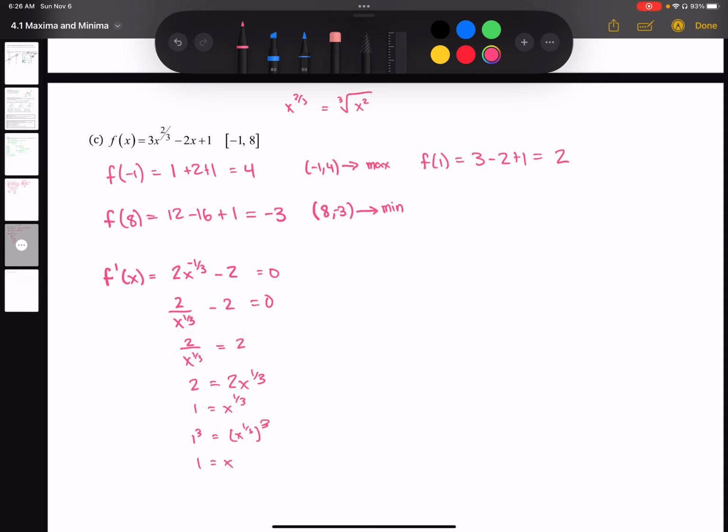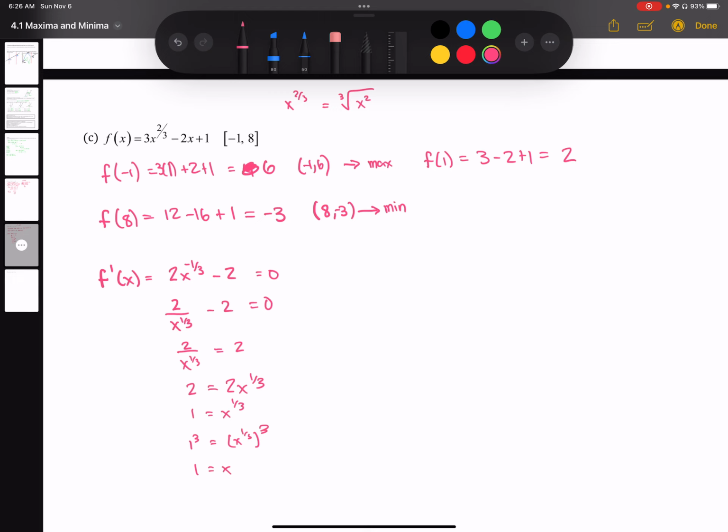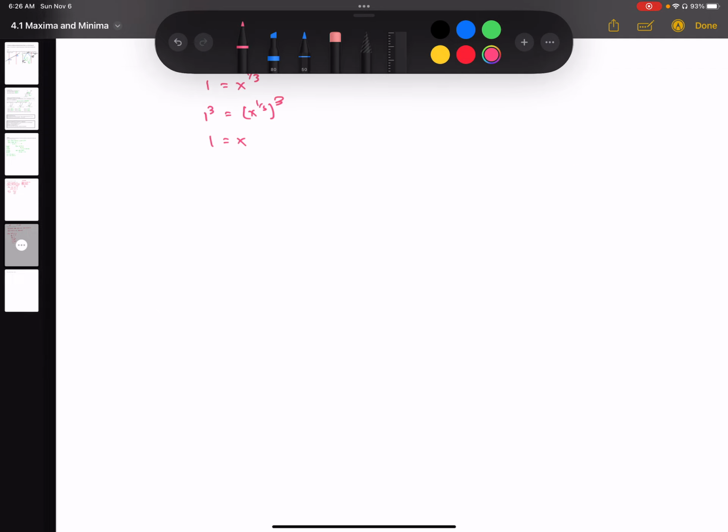Oh, yeah. Excuse me, because we didn't multiply by 3 here. That should be 3 times 1 plus 2 plus 1. So, yeah, that's going to give us 6 instead. So, my bad. That's going to be -1, 6. So, again, Mr. Warren made a mistake. It should be 3 times -1 to the 2/3, which is 3 times 1 plus 2 plus 1, which is going to give us 6.